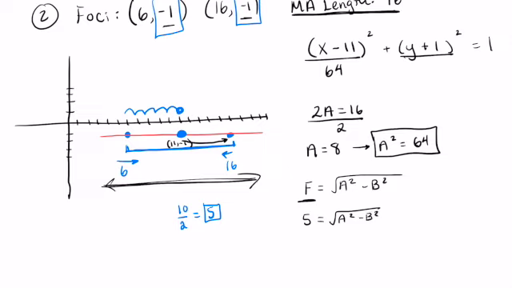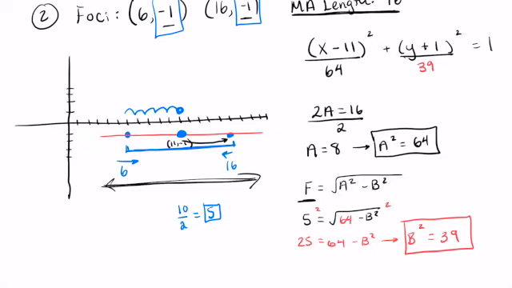So I'm going to solve for b squared. We can plug in our a squared term here. We know a squared is 64. So I'm going to square both sides. That gives me 25 equals 64 minus b squared. Solve for b squared. We get b squared equals, and what is that? 39. And there we go. So b squared equals 39.